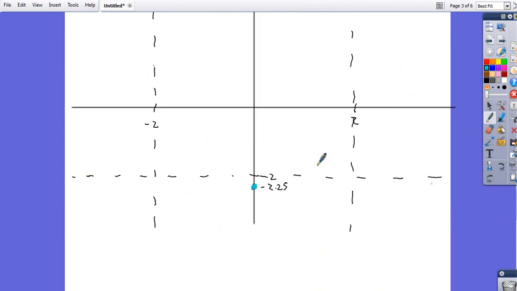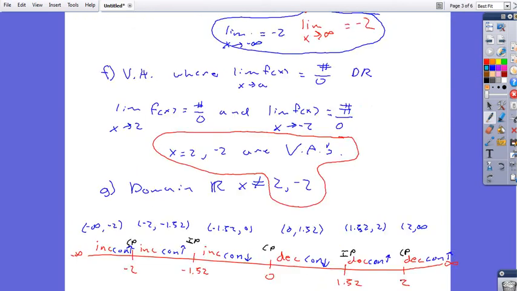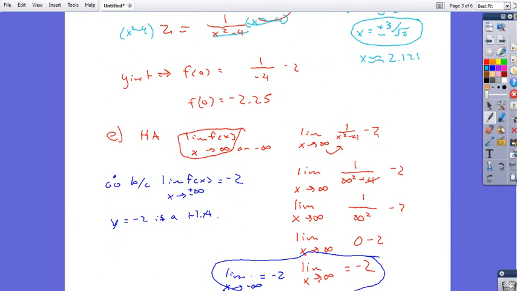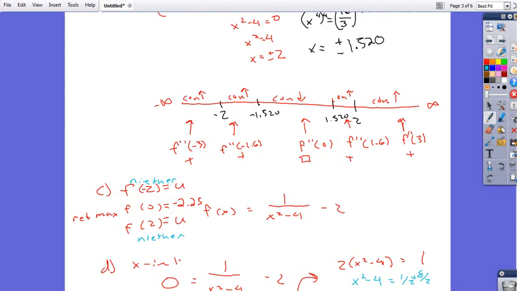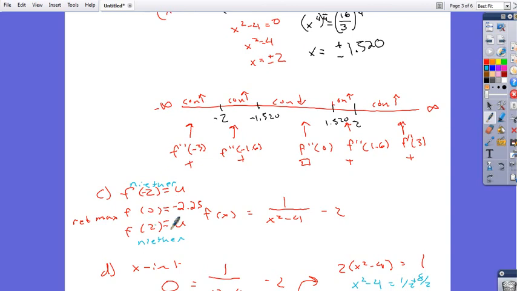Alright. So those x-intercepts are basically here and basically here. They're very close to positive and -2. So positive 2.121 and -2.121. Okay, so there you go. Alright, so we got that. Alright, now we have a relative max at f of 0 equals -2.25. We've already done that.